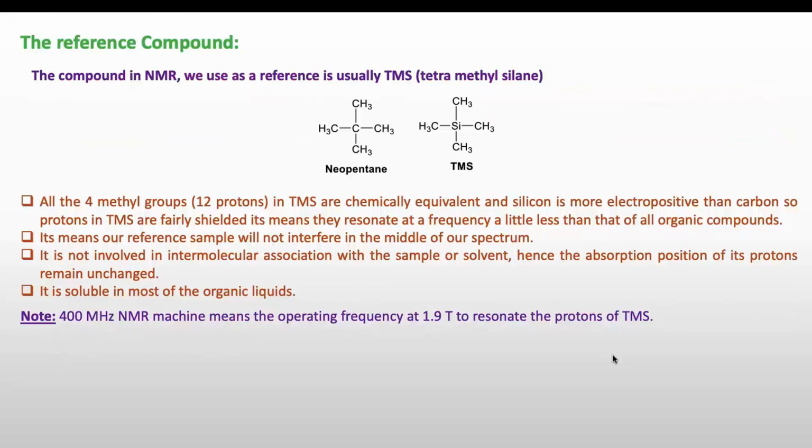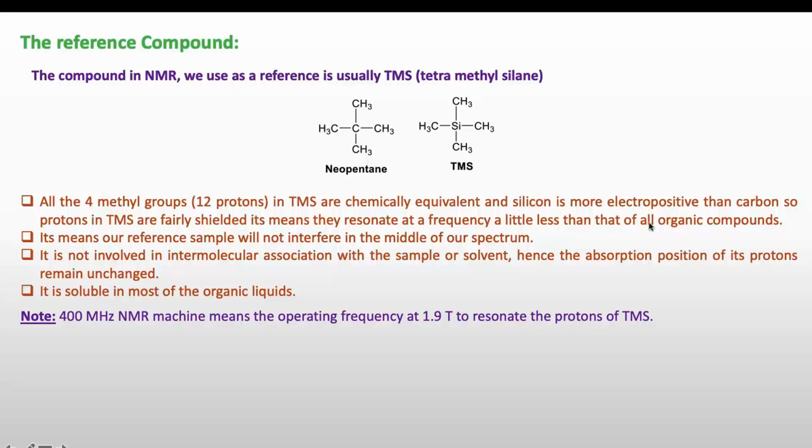So now, what reference compound do we generally use in NMR? We generally use TMS, or tetramethylsilane, in NMR spectroscopy. All the 4 methyl groups in TMS are chemically equivalent. So all 12 protons will be chemically equivalent in TMS, and they will give only one signal.